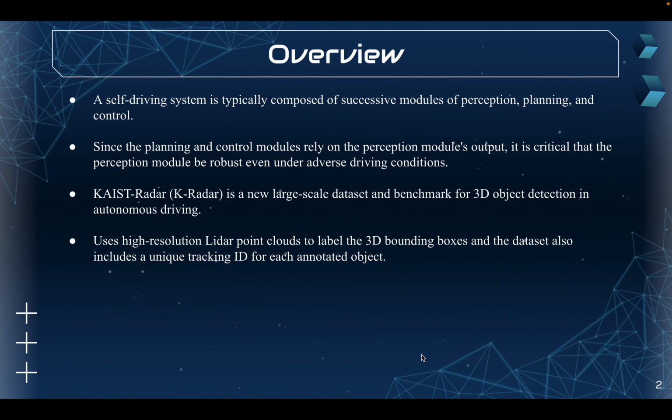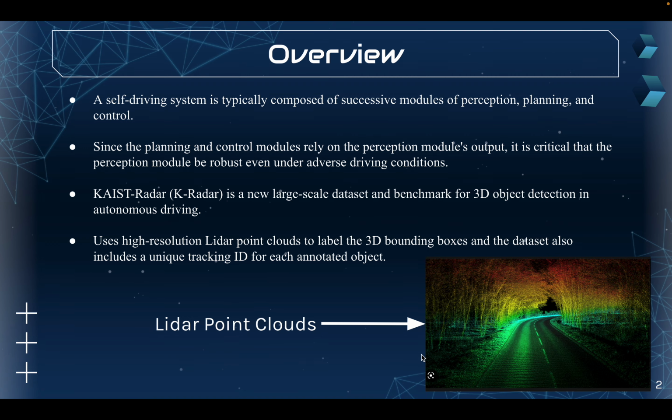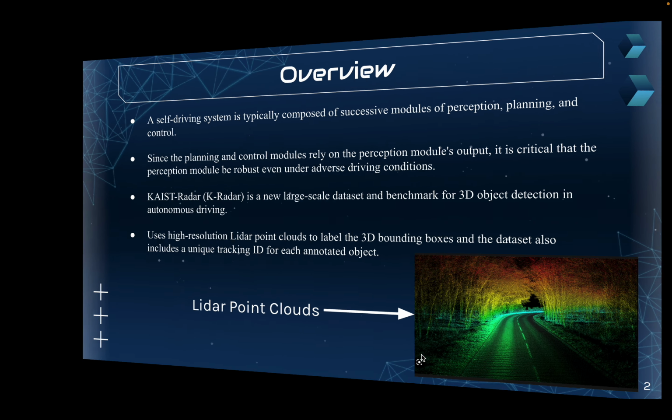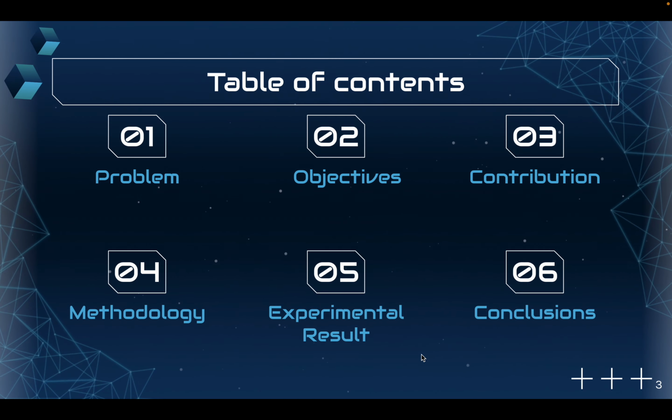Basically, autonomous driving means driving a vehicle without human interference. It has a perception model, planning, and a control module, and if there is some error in the perception model we cannot go further with the planning and control module. The input is our radar cloud image, so this is how the input image looks. And this is the table of contents.